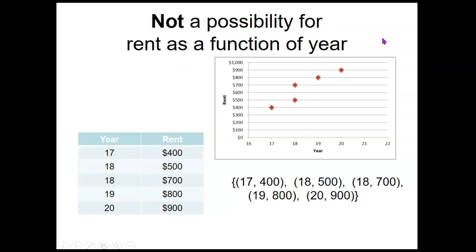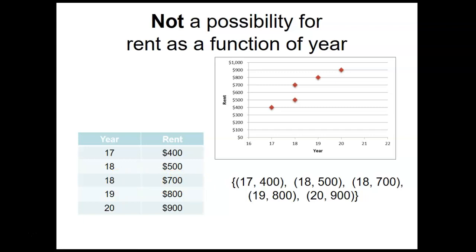Now here's an example that's not a function. This does not give us rent as a function of the year. Can you see why not? It's because of these two pairs of numbers here. The first one says that in the year 2018, the rent was $500, but then it also says that in 2018, the rent was $700.